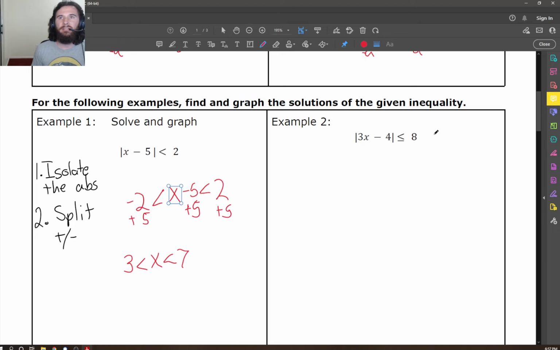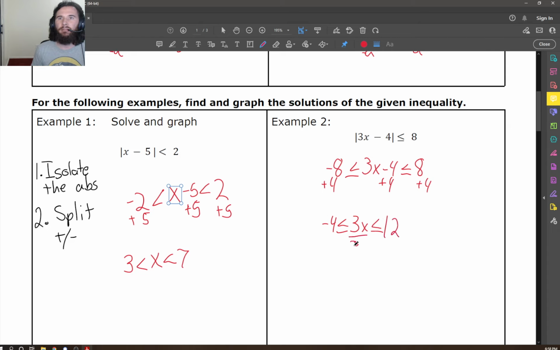So let's try it again, this time with a less than or equal to sign. So we have the absolute value of 3x minus 4. We just dropped the absolute value symbols. It's less than or equal to 8, but it's also greater than or equal to negative 8. So we add 4 to both sides. Negative 8 plus 4 is negative 4, less than or equal to 3x, less than or equal to 8 plus 4, which is 12.